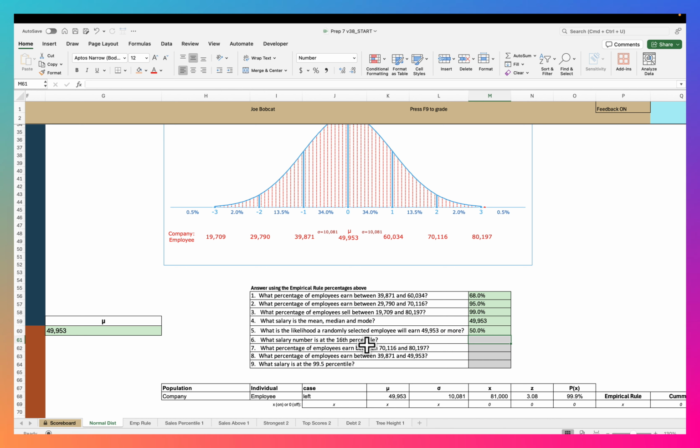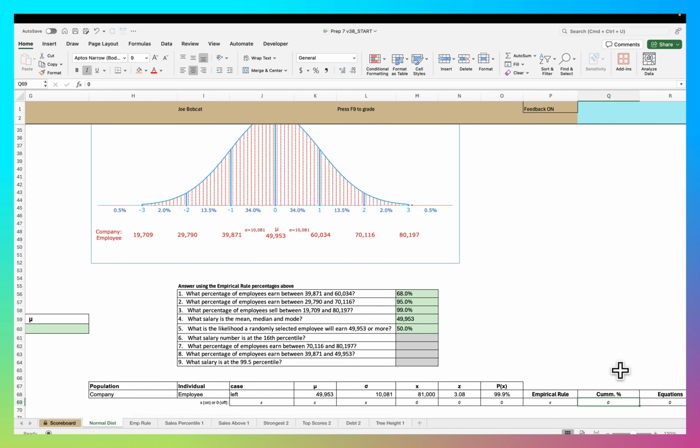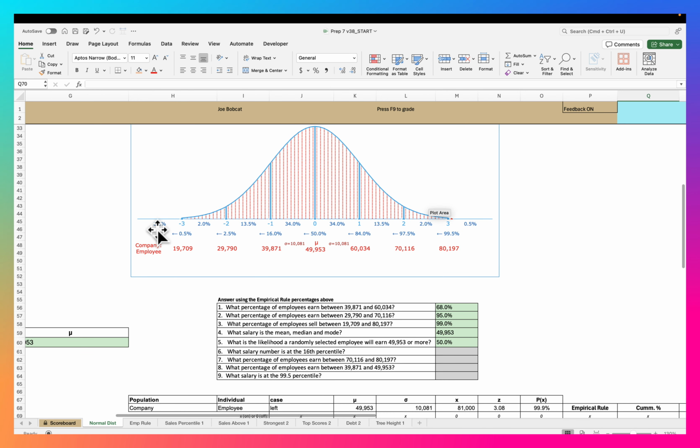What salary number is at the 16th percentile? All right, so how do we get to the 16th percentile? I can bring up the cumulative percentage by putting a little x here. What this shows is that as we add these up, 0.5 plus 2 is 2.5, plus 13.5 is 16, plus 34, etc. So these are the percentiles here. At the 16th percentile, that's basically equivalent to 1 standard deviation below the mean, and that's 39,871.